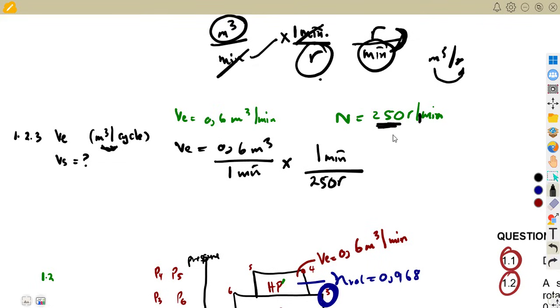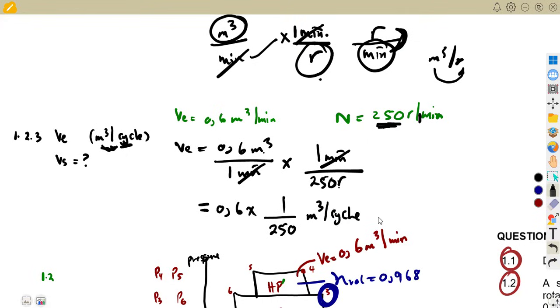How many revolutions are there? They are 250. So the 250 is going to be in the denominator, so that the minute and the minute will cancel. So our answer is going to be cubic meters per revolution. That is cubic meters per cycle. So we are simply multiplying 0.6 times what? 1 over 250. And our answer is going to be cubic meters per what? Per revolution.